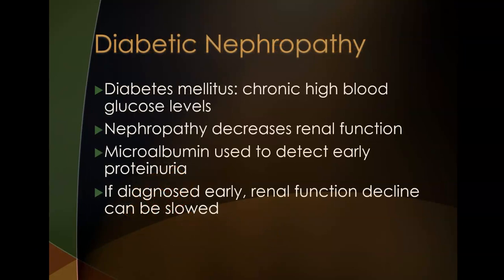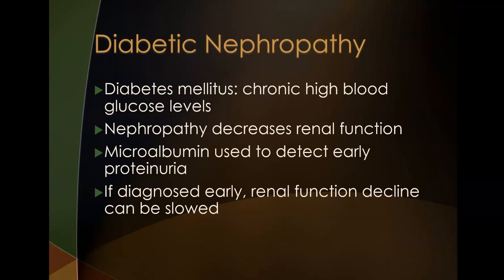All right, diabetic nephropathy. So this is damage to the kidneys from diabetes. So the problem with diabetes, especially if it's not well managed, is you have chronic high glucose levels. And the high glucose, and especially the high insulin in type 2 diabetes, damages the kidney. So glucose, if you will, being high all the time is an irritant. And the nephropathy then, of course, decreases the renal function.